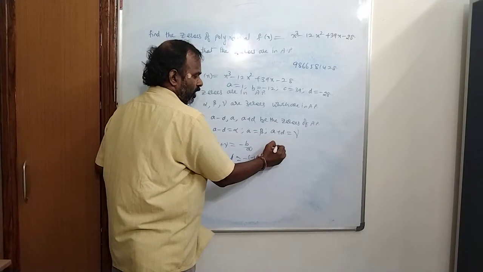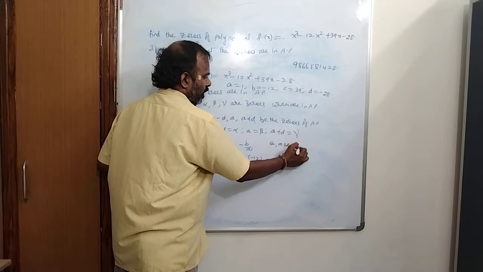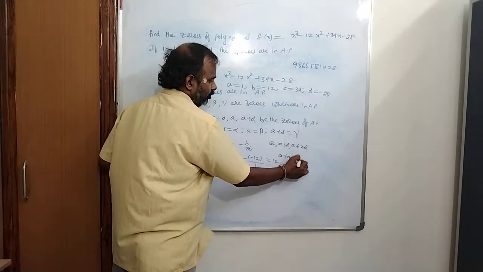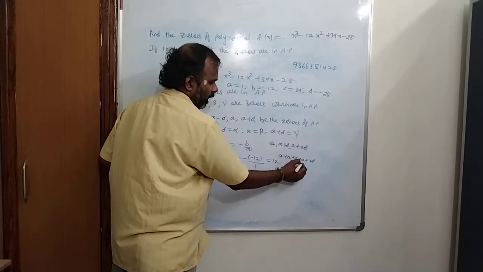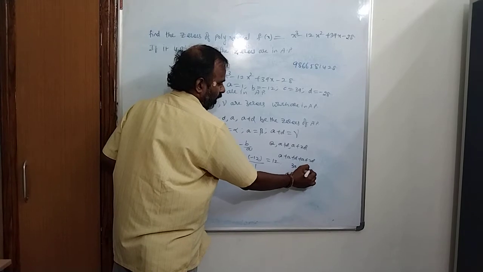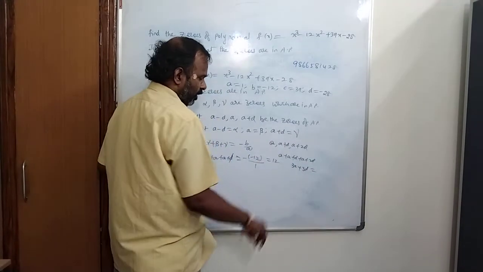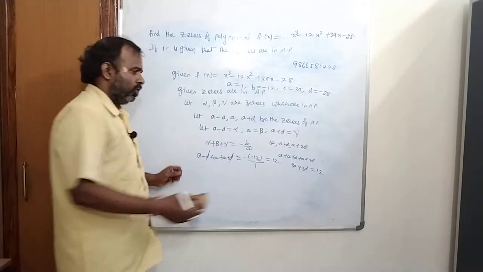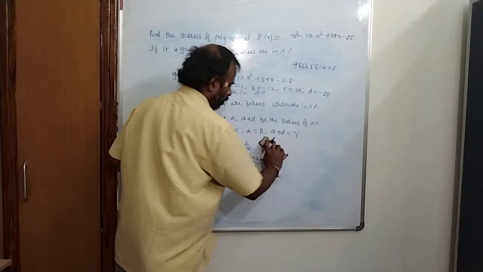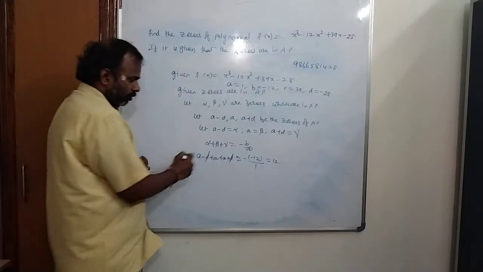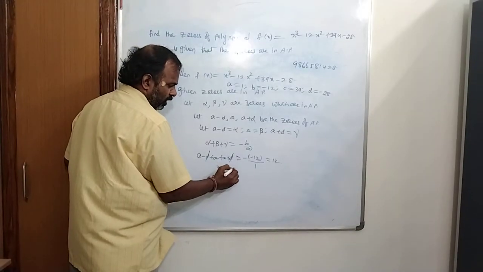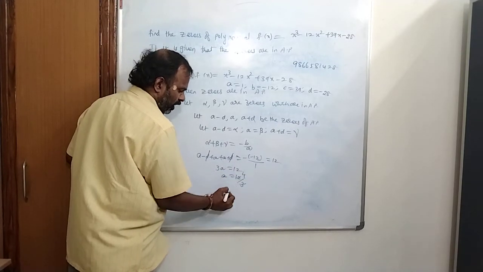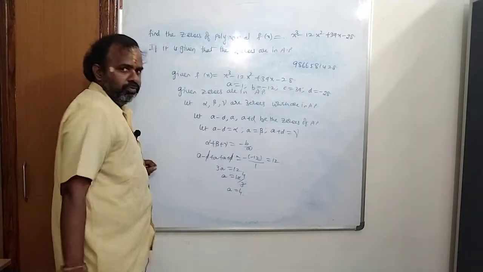But if you take it in this way, a, a plus d, a plus 2d, then in that case if you add, what do we get? 3a plus 3d, and the next one is 12. That method also I will tell you, and you just see how complicated it will be. So here 3a is equal to 12, a is equal to 12 by 3, a is equal to 4.